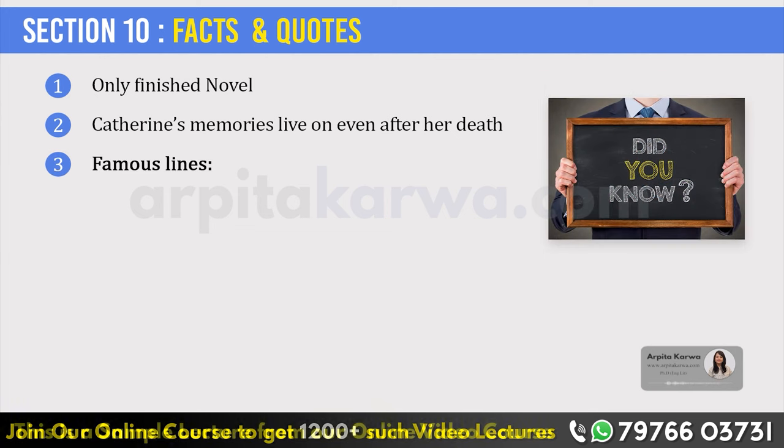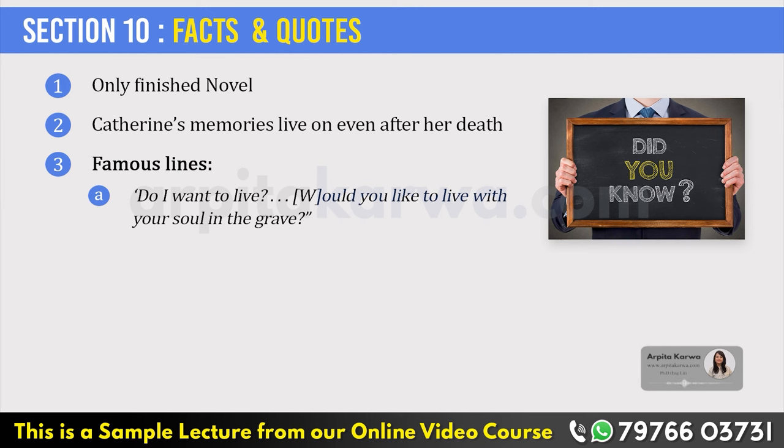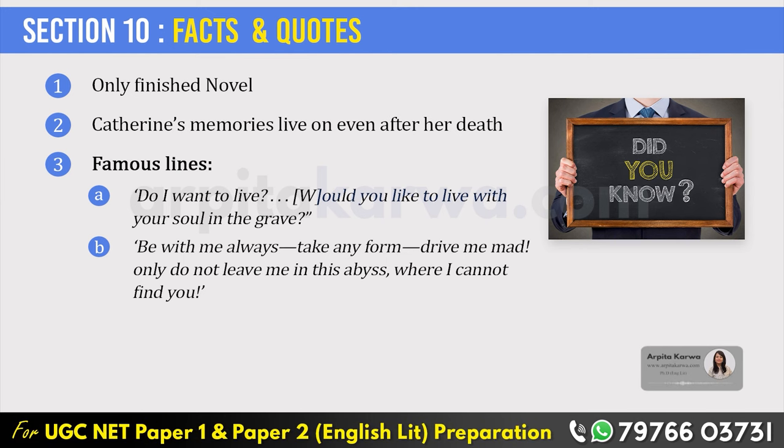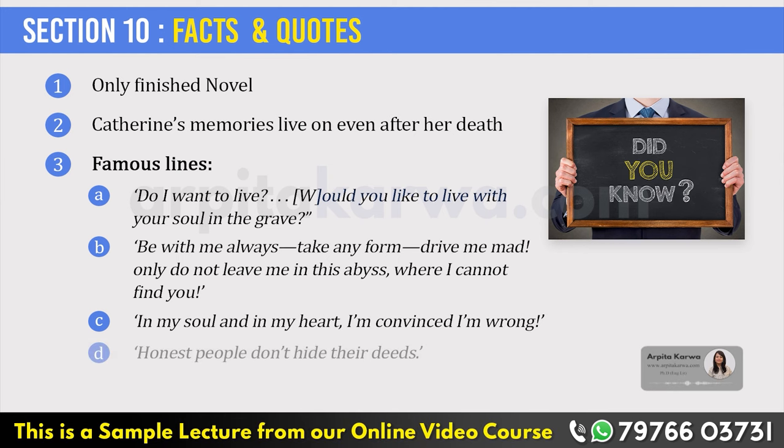Some important lines are, "Do I want to live? Would you like to live with your soul in the grave? Be with me always. Take any form. Drive me mad. Only do not leave me in this abyss where I cannot find you. In my soul and in my heart, I'm convinced I'm wrong. Honest people don't hide their deeds." So these are the lines that you should remember.